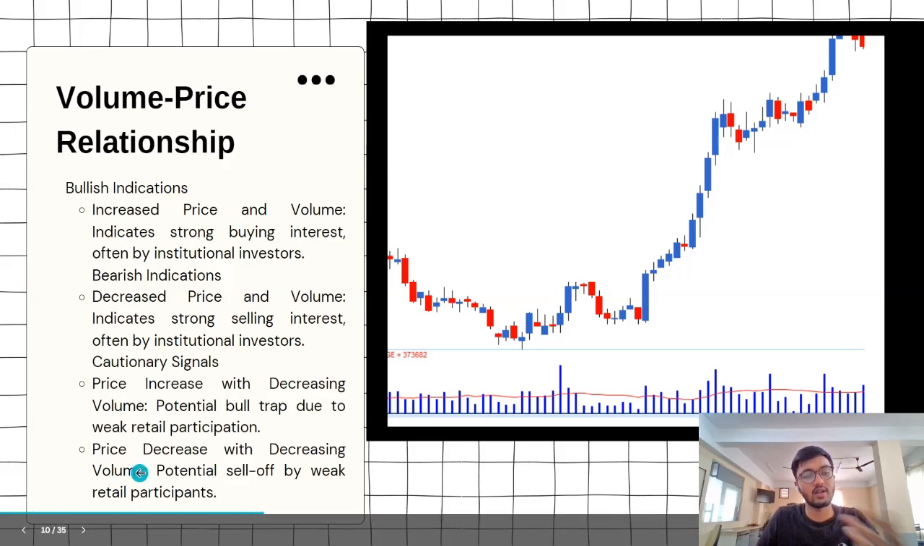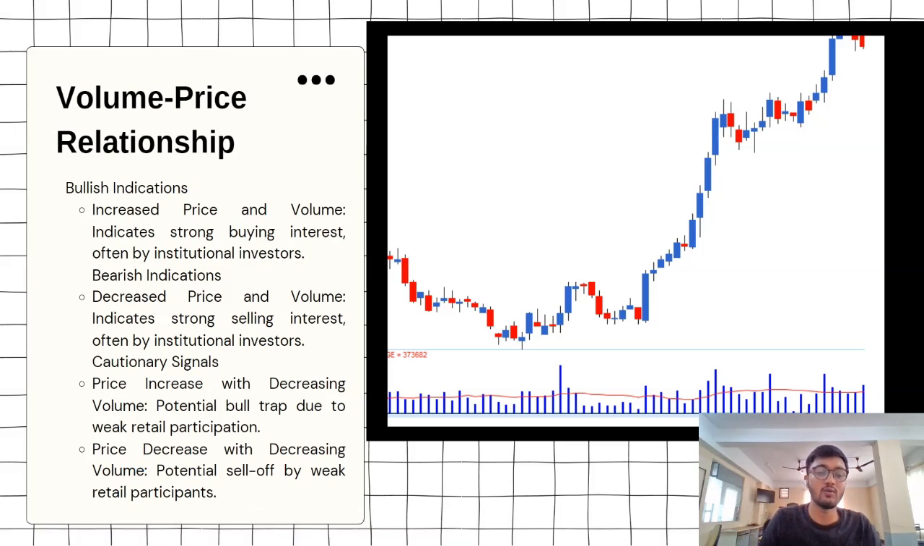And another kind of trap is when the price is decreasing with decreasing volume. You can see there's a potential sell-off by weak retail participants. So, a potential bull trap due to weak retail participation, and a potential sell-off by weak retail participants. These happen when both things are not going hand in hand, and the volume and the price are not moving in a similar direction.